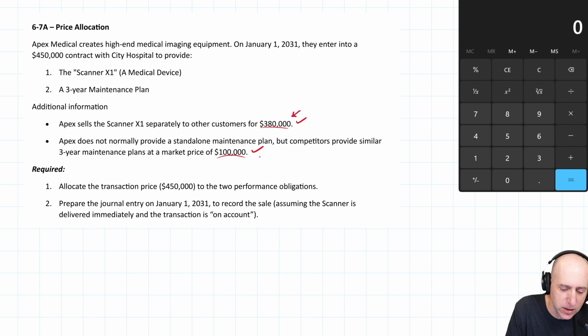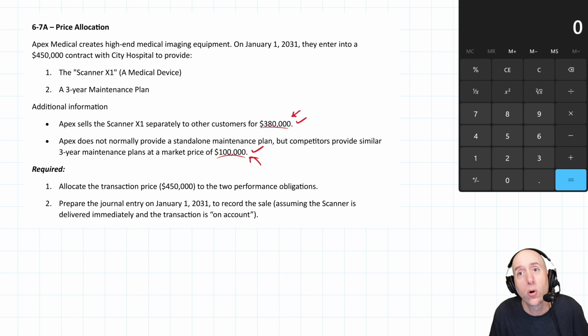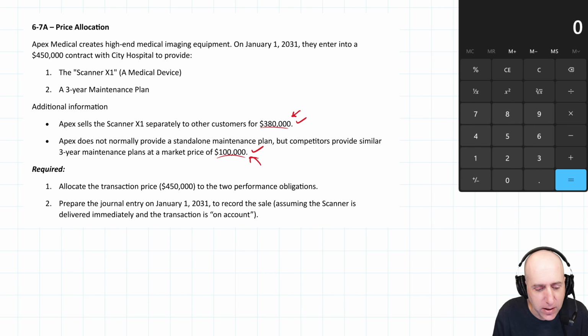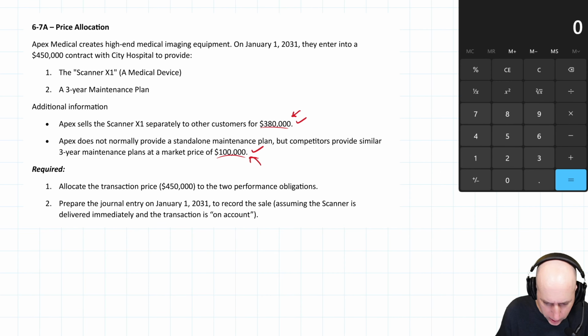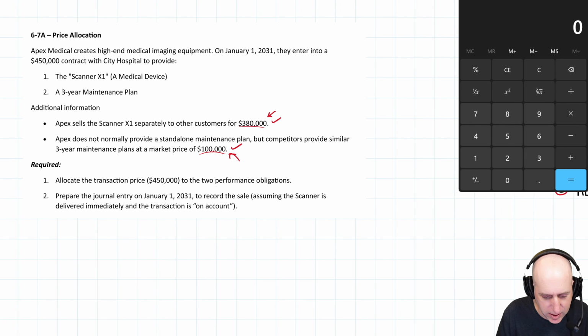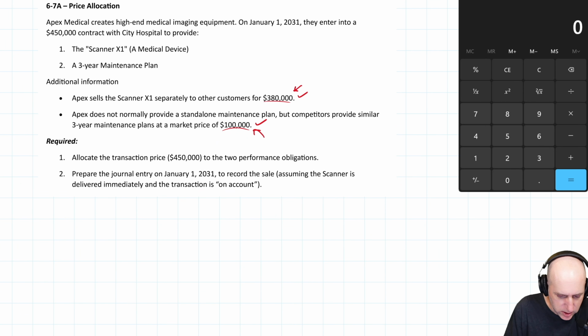The second best thing to do is, if we don't have our own standalone selling price, if we can find a good market price, that's totally a suitable way to figure out how much to allocate. We'll do exercises where there's no market price, and then what can we do? Problem 6.8 and problem 6.9 look at 2 other options here, but this is the best option. So okay, it says allocate the transaction price $450,000 across the 2 performance obligations, the delivery of the scanner and the delivery of the 3-year maintenance plan. And so let's do that.